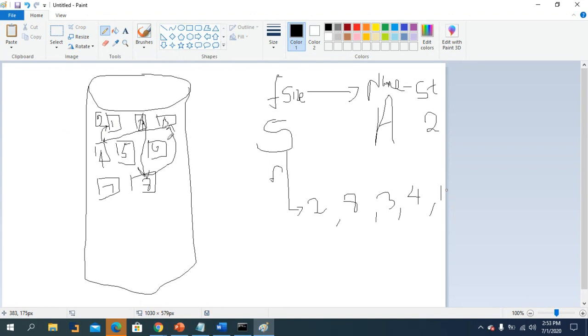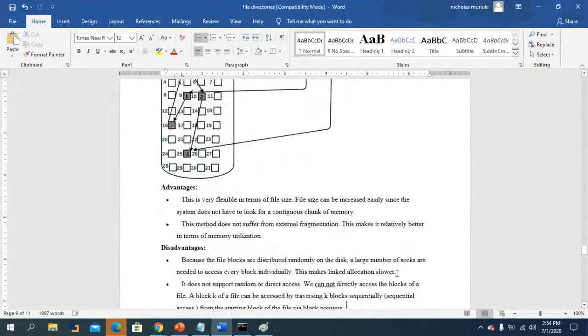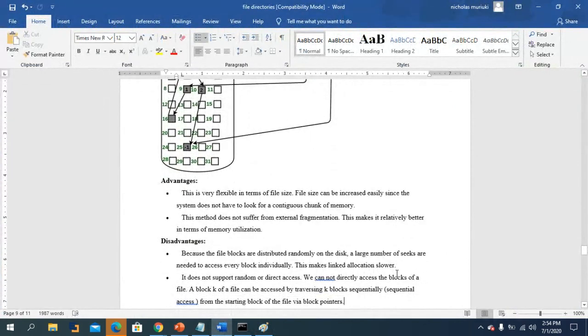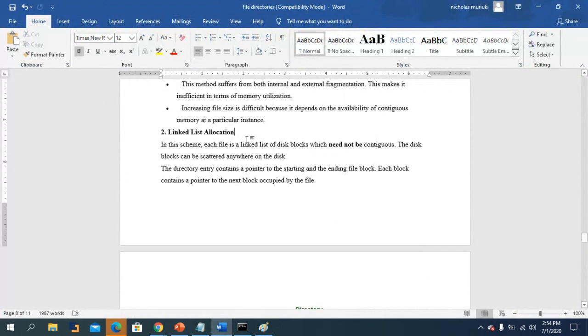But the problem is when this pointer is out of connection, automatically the file that is beyond here, you can only access 2 and you can only access 3. So the other files are very hard for you to access because you have done away with the pointer. So the pointer is one of the advantageous points within the linked allocation. And in this one, it is also called chained.